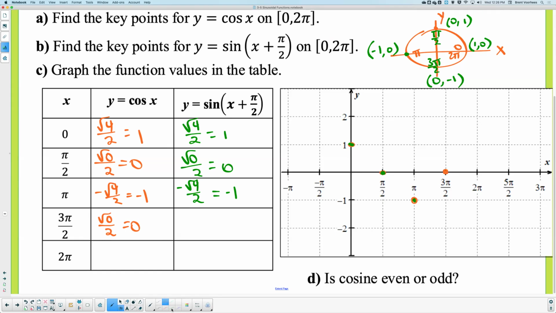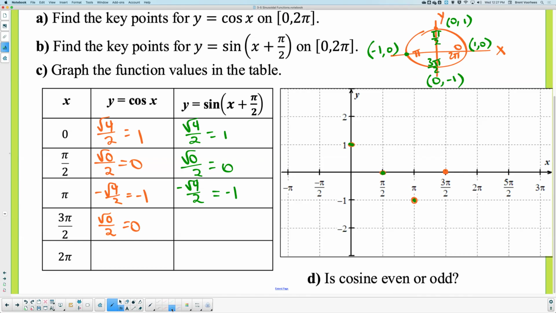Let's go to sine. Any predictions on what we're going to get here? We're going to get 0. Let's try it. Sine of 3 pi over 2 plus pi over 2. What is 3 pi over 2 plus pi over 2? Remember, when you add and subtract with fractions, you don't change the denominator. 3 pi over 2 plus 1 pi over 2 becomes 4 pi over 2, or 2 pi. So which finger is 2 pi?